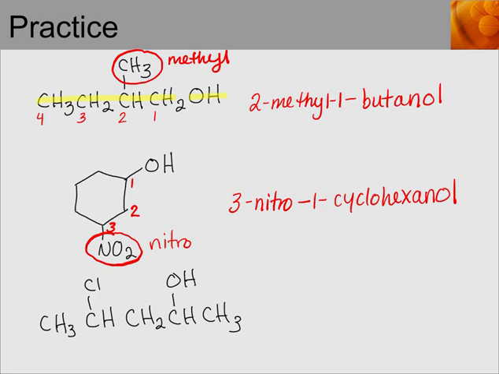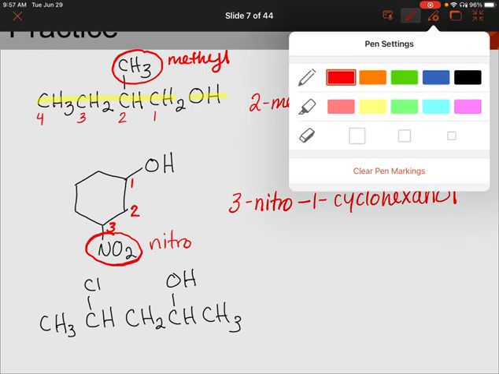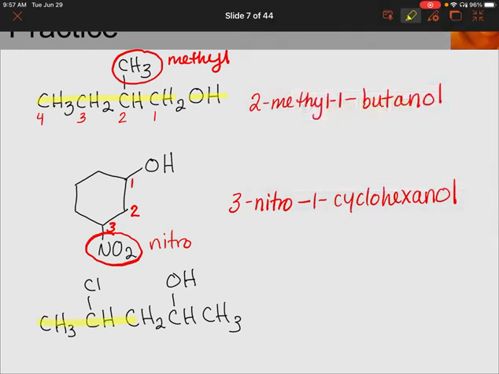Okay, so now for our last example, we have, let's see, our longest carbon chain. And it looks like there's 1, 2, 3, 4, 5 carbons in that chain. So normally we would call that pentane, right? But because there's an alcohol attached, we're going to call this pentanol. Now, this is where it can get tricky because notice we have a chlorine and an OH group attached. So we're going to prioritize the alcohol.